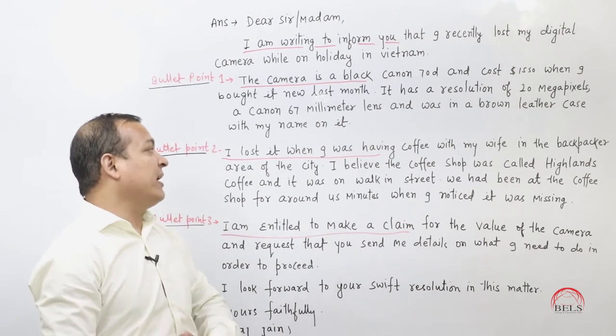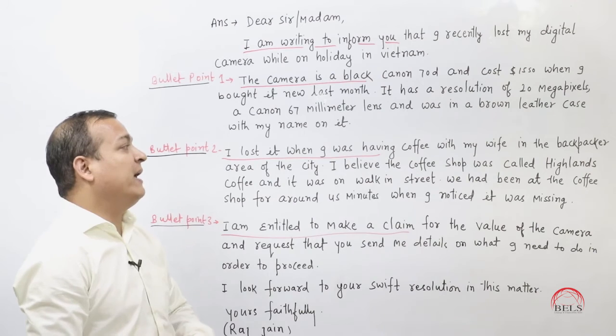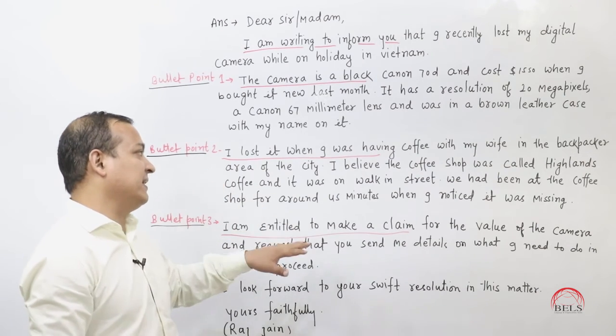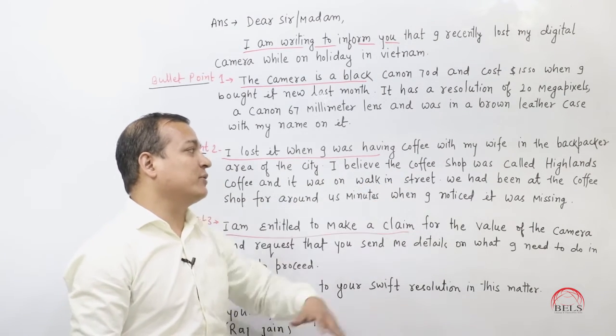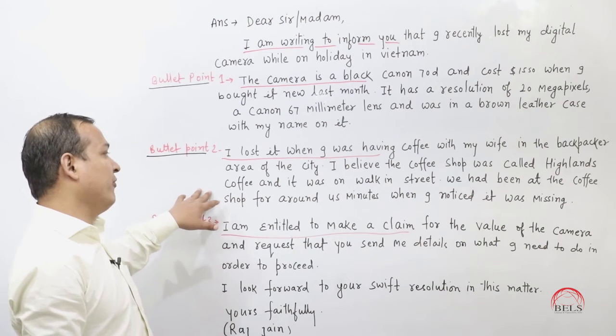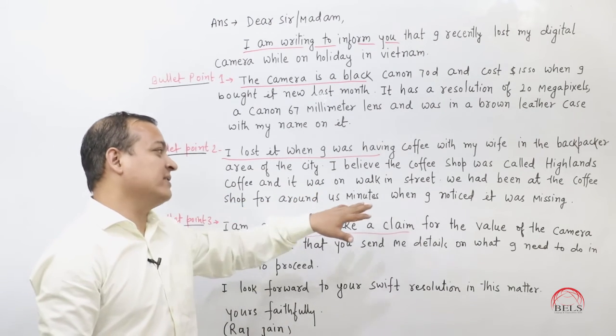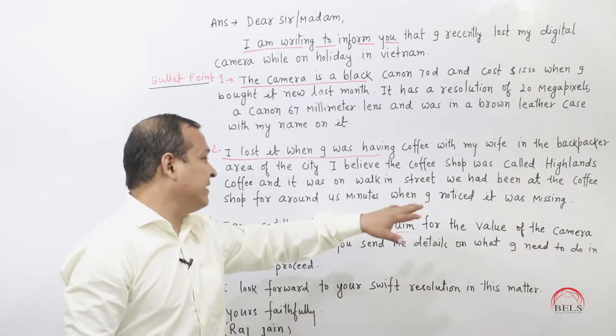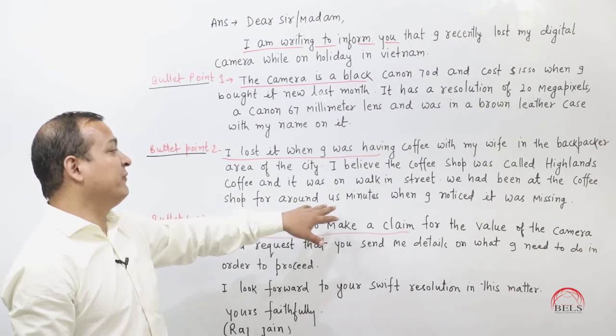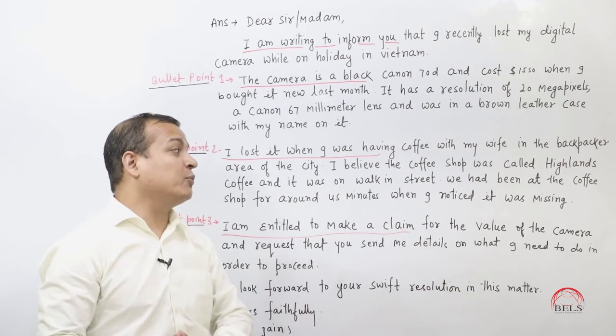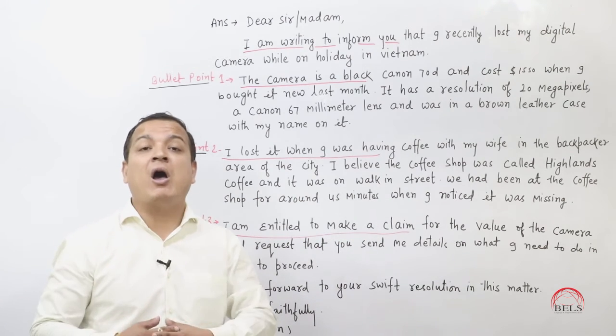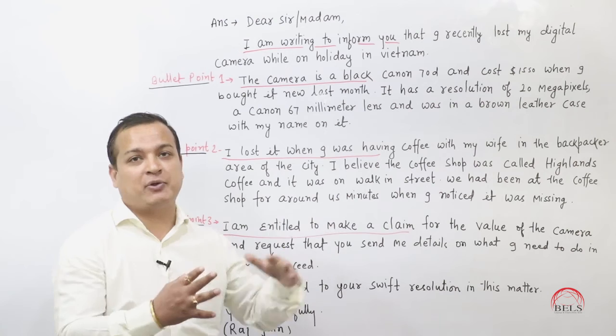"I lost it when I was having coffee with my wife in the backpacker area of the city. I believe the coffee shop was called Highlands Coffee and it was on Walking Street. We had been at the coffee shop for around 45 minutes when I noticed it was missing." So you're giving the reason how it happened, exactly as per the question.